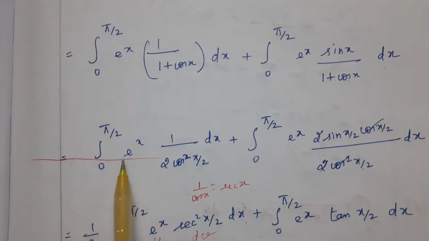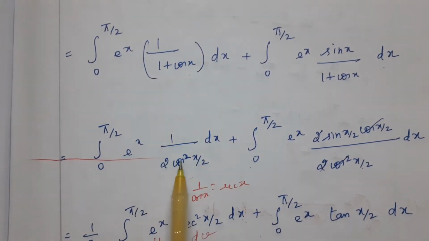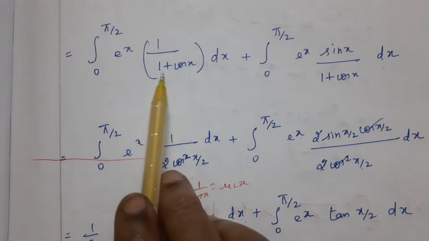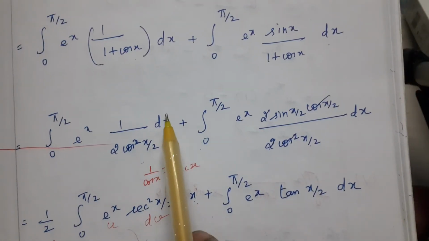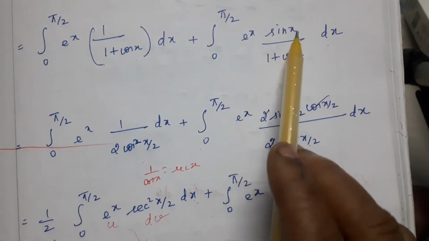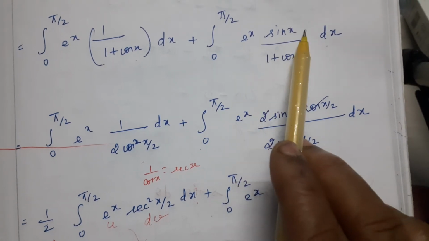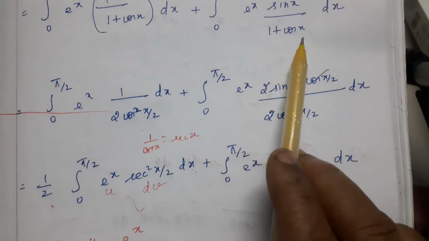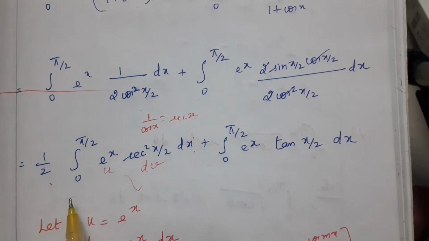Now integral of 0 to pi by 2 of e power x into 1 by 1 plus cos x. Apply the half angle identity: 1 plus cos x is nothing but 2 cos square x by 2, into dx, plus integral of 0 to pi by 2 of e power x. This also applies the half angle identity. What is sin 2 theta? It is 2 sin theta cos theta. Similarly, sin x is 2 sin x by 2 cos x by 2, and the same 1 plus cos x is 2 cos square x by 2. So we apply the trigonometric formula.